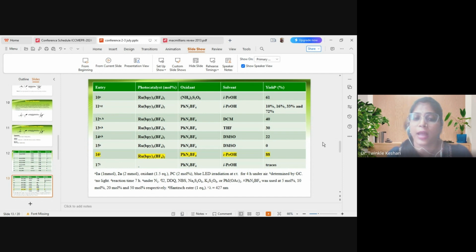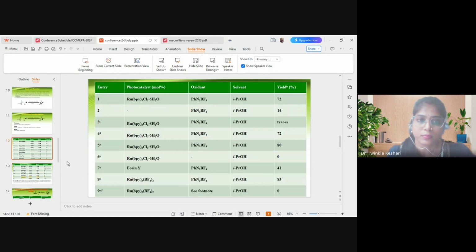Also, in the absence of light, we can see the entry with footnote C. In the footnote, I have written here: no light. So in this one, we can see only trace amounts of product.